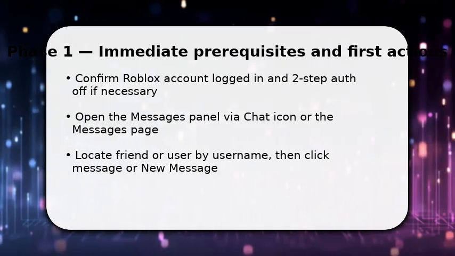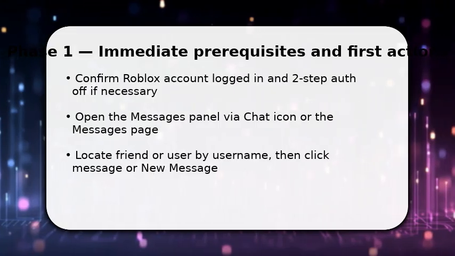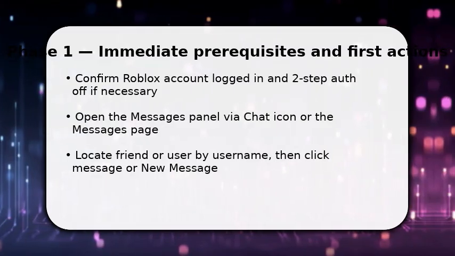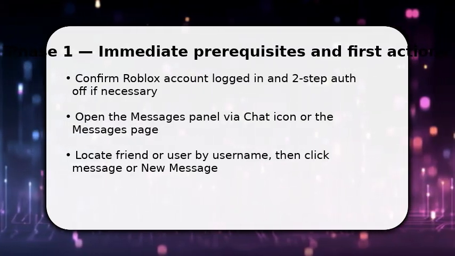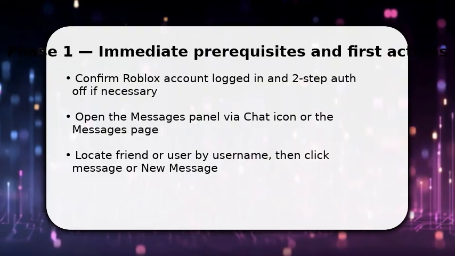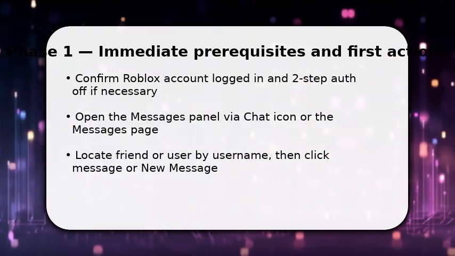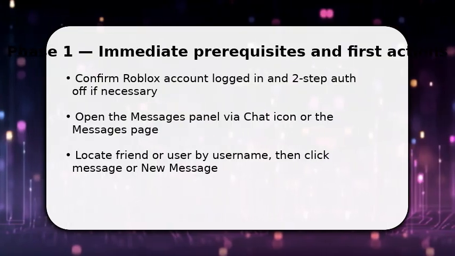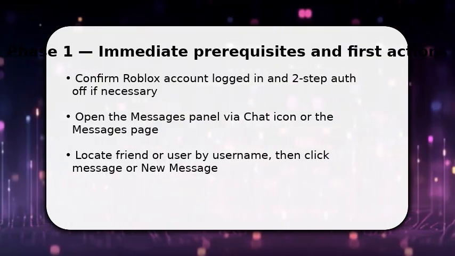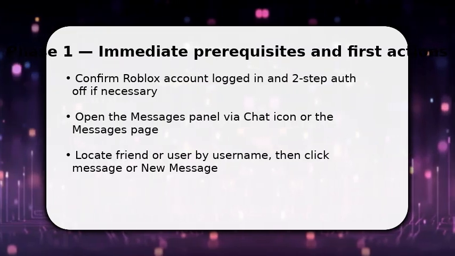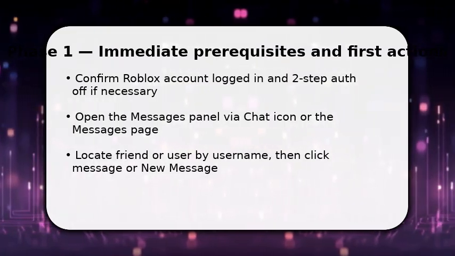You begin by confirming your Roblox account is signed in and that privacy settings allow messaging. Once done, open the Messages panel from the chat icon or the Messages page. Next, find the friend or target user by username, click New Message or the Message button to start a thread. You should pick a clear subject line and short opening sentence. This gets the conversation live fast, so you can focus on content rather than setup.